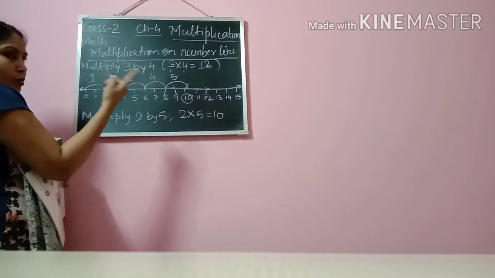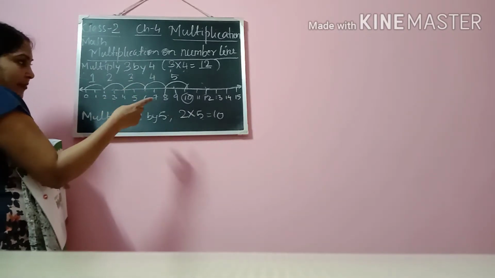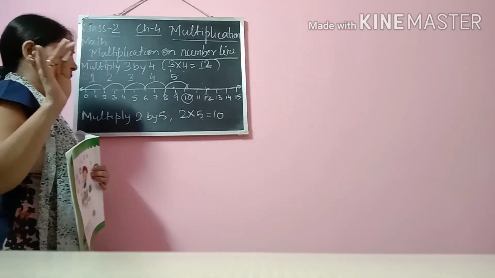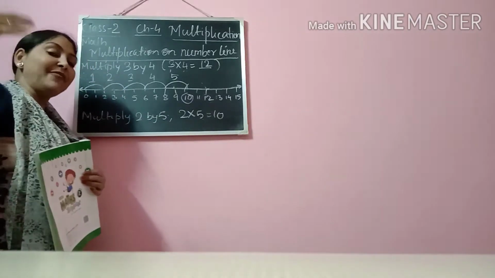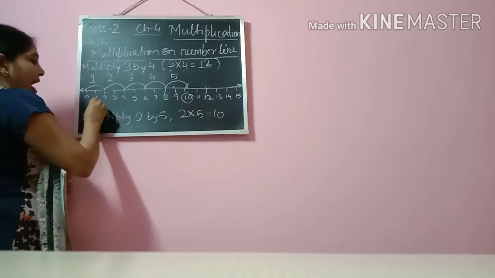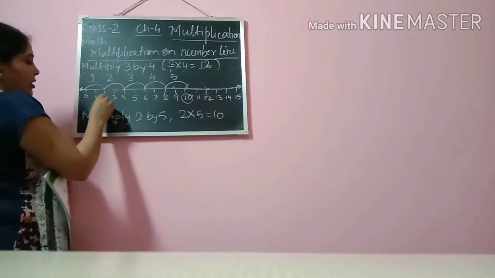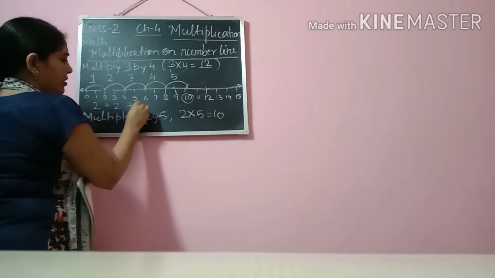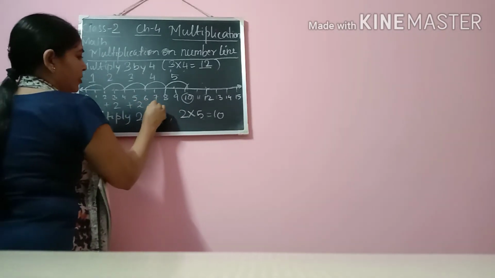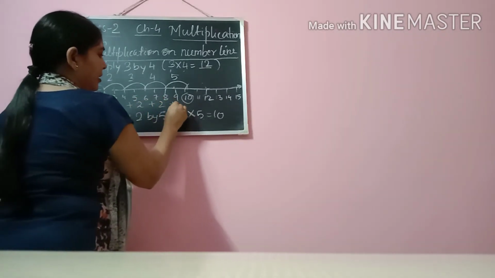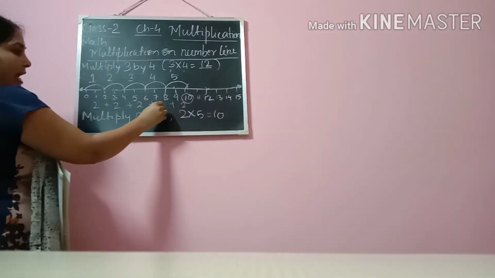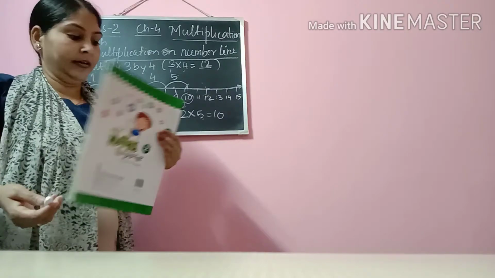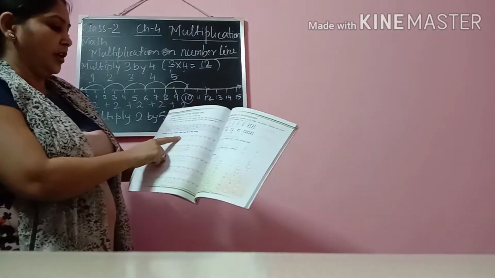So we are skipping 2 numbers, 5 times. So if we add 2 five times, this is 1 step, 2 step, 3 step, 4 step and 5 step. When you add these 2 5 times, then also you get 10. The same thing over here also is given.